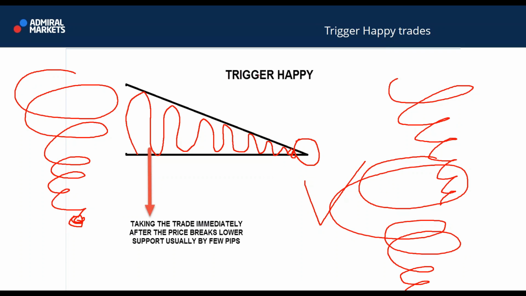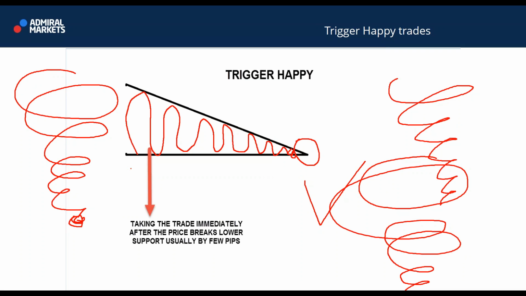So trigger happy is the first confirmation of the breakout. Usually, guys, when I do scalping trades, I like to do those trigger happy trades. I treat those breakout trades as scalping trades, and I like to take them immediately as they happen. But don't forget, I said I treat it as a scalping trade.